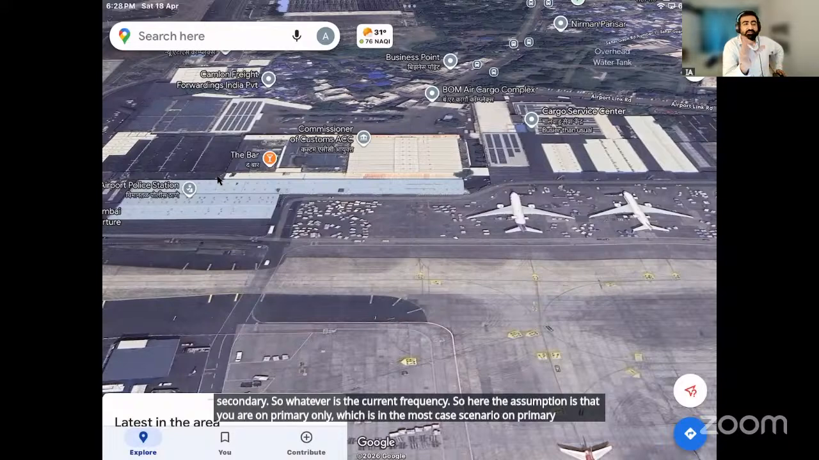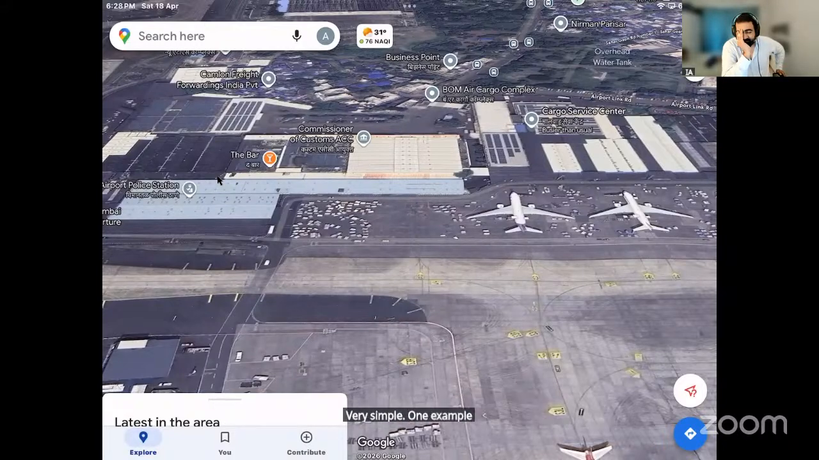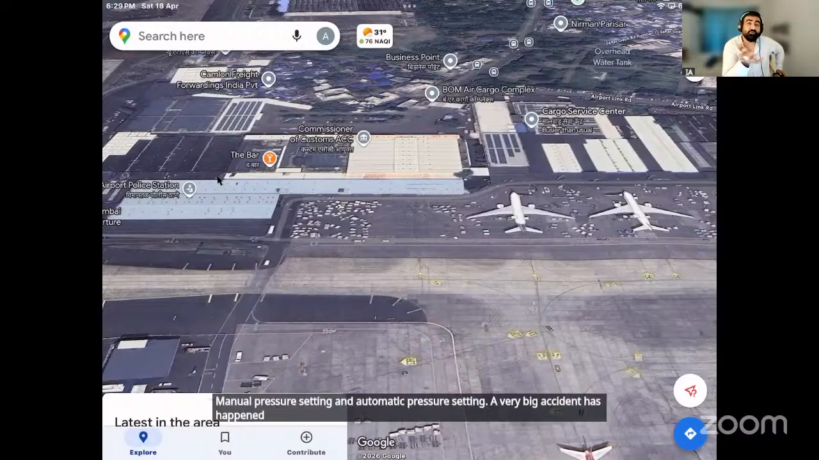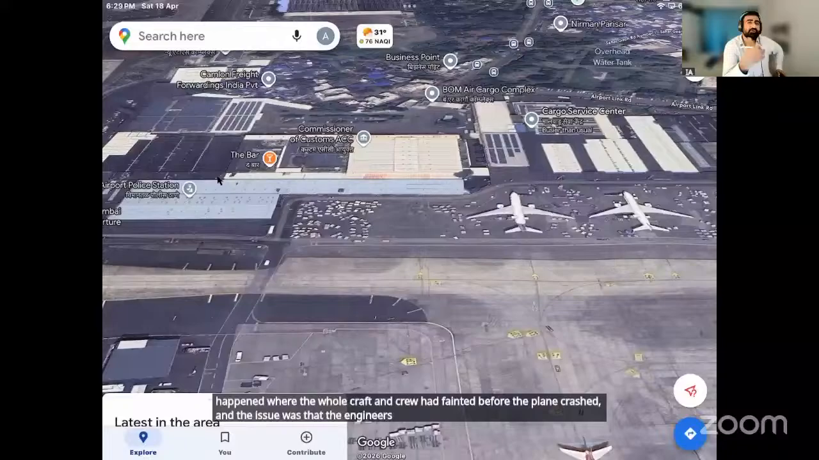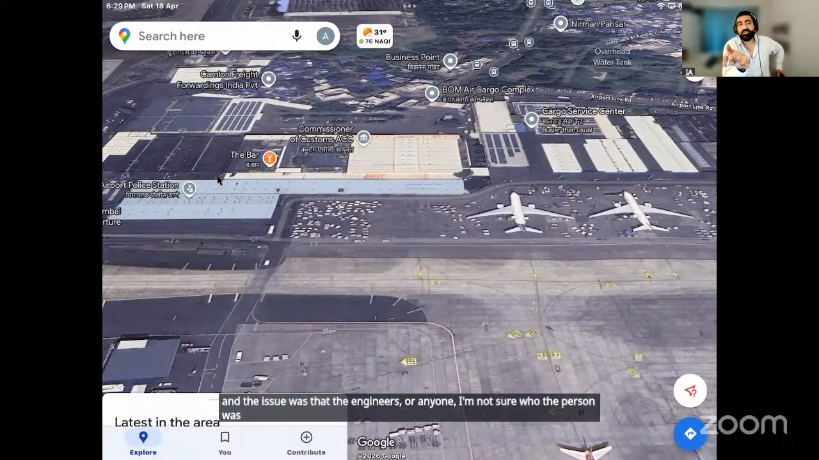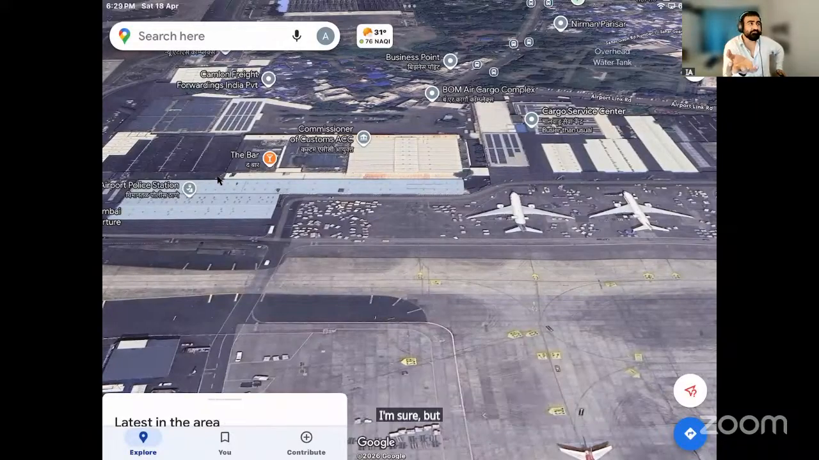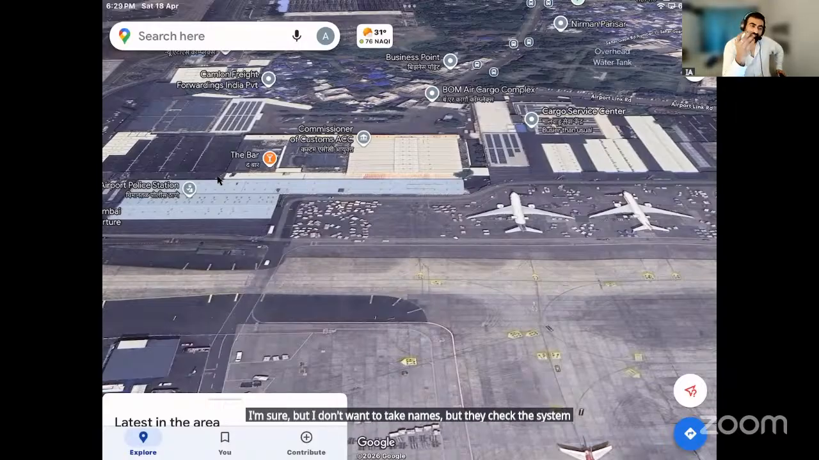Very simple. One example I always give is manual pressure setting and automatic pressure setting. A very big accident has happened where the whole craft and crew had fainted before the plane crashed. And the issue was that the engineers or someone, I'm not sure who the person was, and I don't want to take names, checked the system. It was on automatic because the pilot had already checked it. Somebody had already checked it and kept it on automatic.